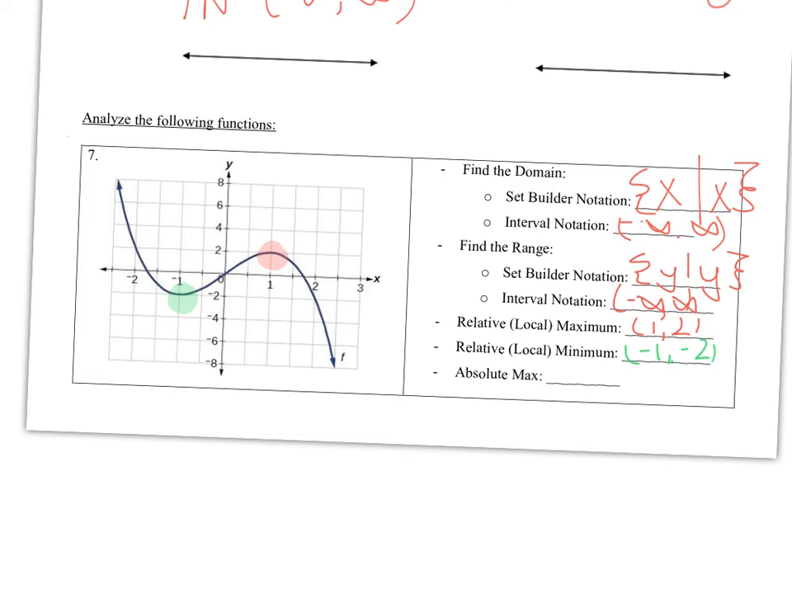If I do my absolute maximum, the highest point this ever gets, well, that's an arrow. I don't know where that's going. That's going on forever. It's an unknown value. It's indefinite. So my absolute maximum would just be none.